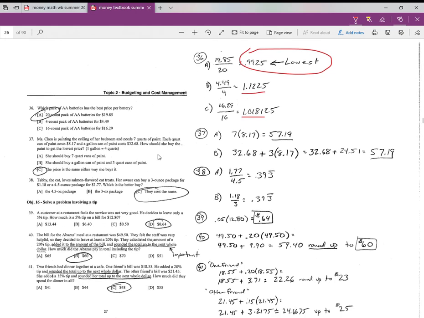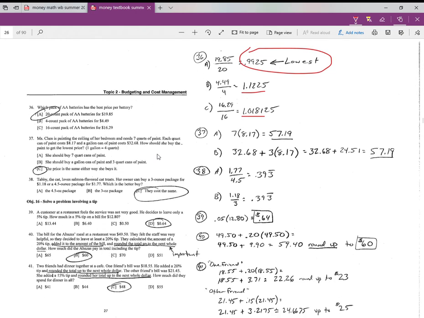Okay, 37 is a little bit different of a problem. It's really the only one here that's a little different. They're painting the ceiling. They need 7 quarts of paint. Each quart can of paint costs $8.17, and a gallon can of paint costs $32.68. How should she buy the paint to get the lowest price? And the hint here is 1 gallon is 4 quarts, and she's going to need 7 quarts.